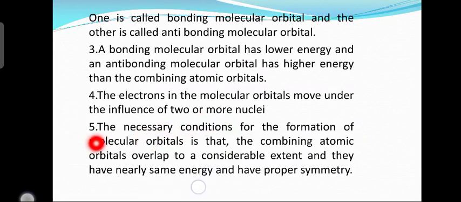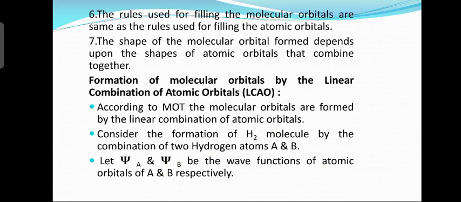Next point, the necessary conditions for the formation of molecular orbitals is that the combining atomic orbitals overlap to a considerable extent, and they have nearly the same energy and have proper symmetry. What are the conditions for the combination of molecular orbitals? The combining atomic orbitals should overlap to a considerable extent, they should have nearly the same energy, and they should have proper symmetry. Then only they can combine to give rise to molecular orbitals. Alright. Next slide.